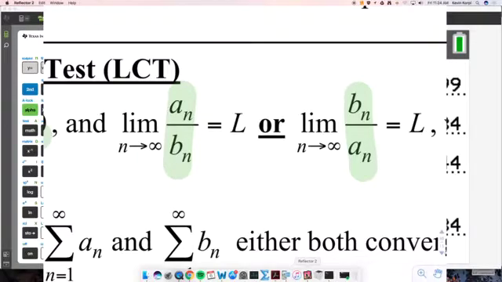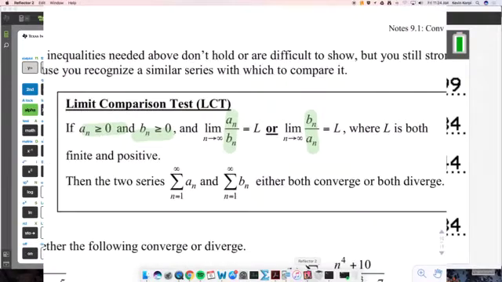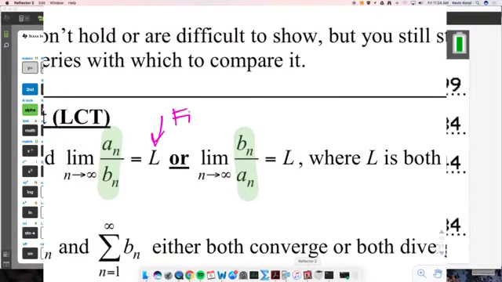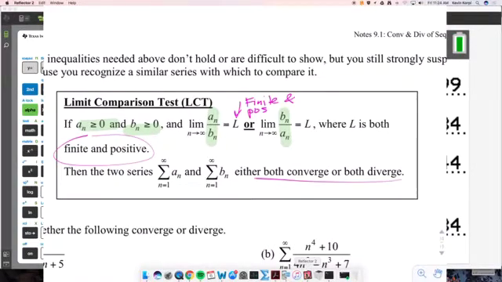So you can call either one of them A or B. When you divide them and take their limit as n goes to infinity, either way, if that gives you a finite value that is positive, okay? It has to be a finite number, so it can't be infinity, and it has to be positive. Then they're going to have the same behavior. Now, most of the time when the direct comparison works, the limit comparison will work as well.